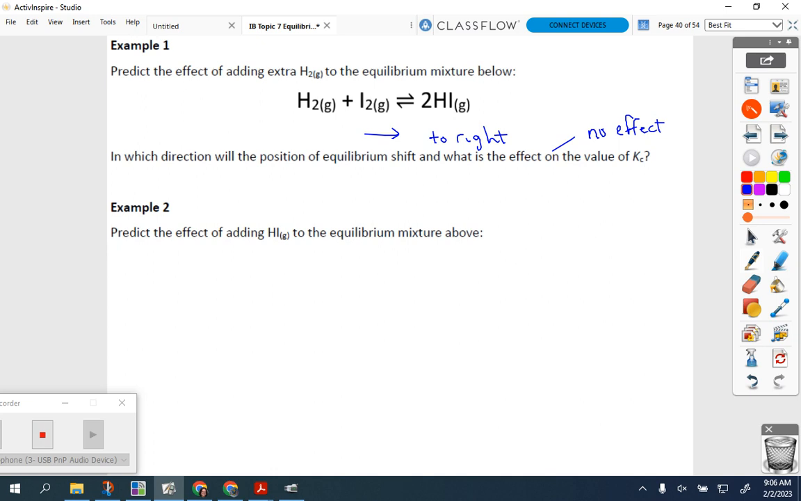So what's going to happen if we add HI instead? Yeah, it's going to shift to the left, right? Because we'll have more HI, we're going to counteract that by reacting more of it to make more H2 and I2. Yes?